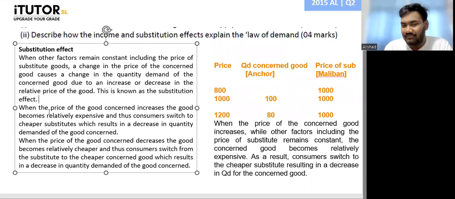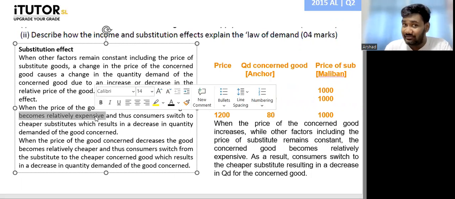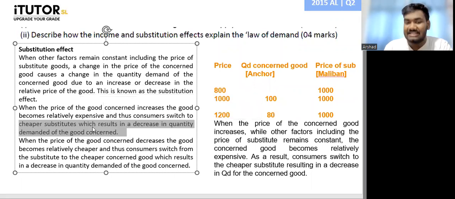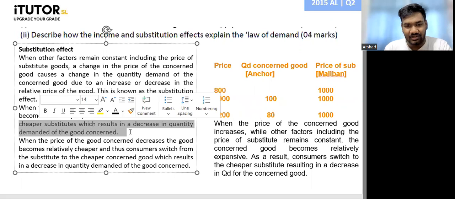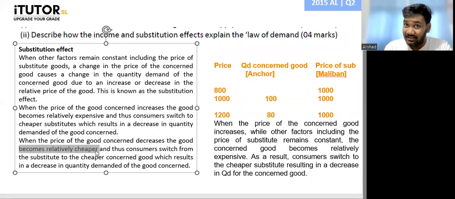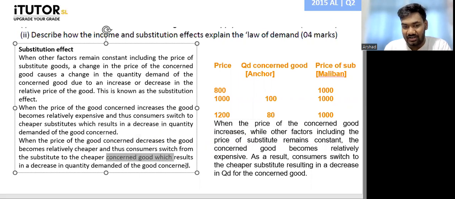Then I've gone and explained further. When the price of the concerned good increases, the good becomes relatively expensive and thus consumers switch to cheaper substitutes, which results in a decrease in quantity demanded for the concerned good. What is the opposite? When the price of the concerned good decreases, the good becomes relatively cheaper and thus consumers switch from the substitute, they come to your good now, from the substitute to the cheaper concerned good, which results in an increase in quantity demanded.